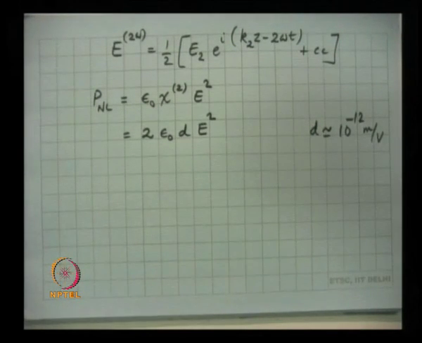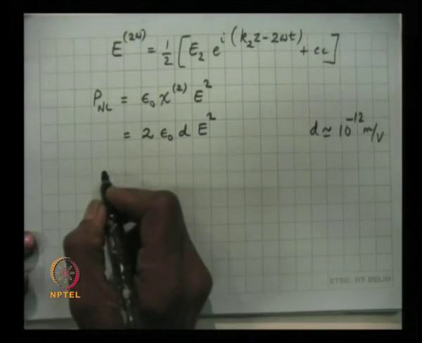For most media, the coefficient d has this magnitude, about 10 to the minus 12, 10 times 10 to the minus 12, 3 times 10 to the minus 12, something like this. These are some numbers of media that are used in nonlinear optics. Okay, so let me substitute now.